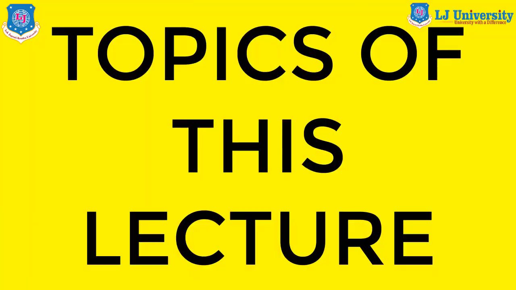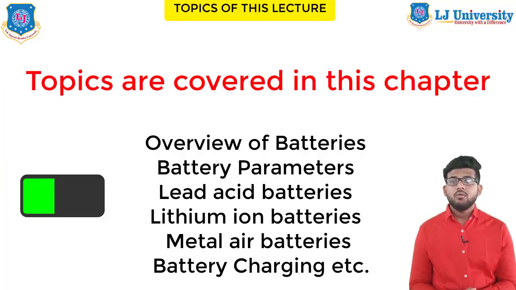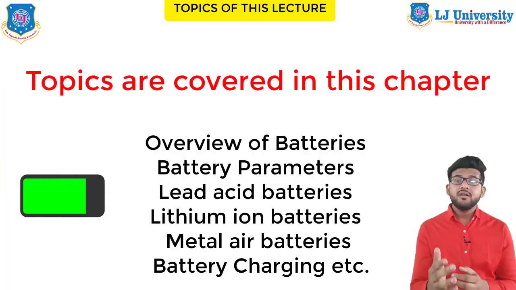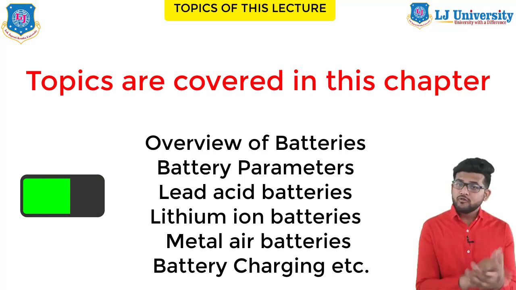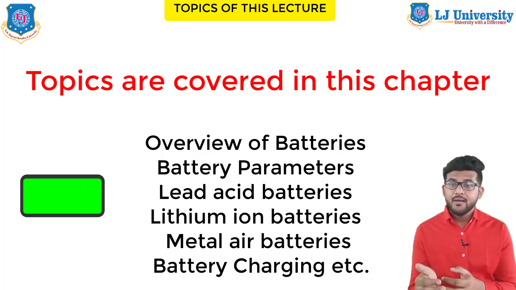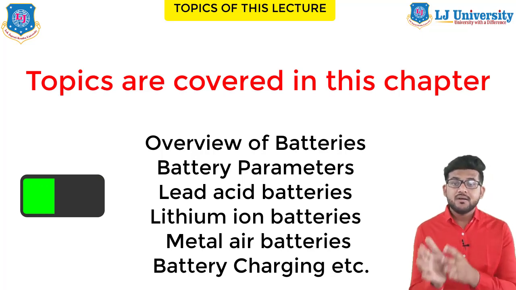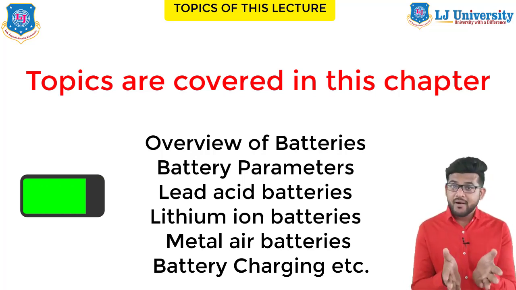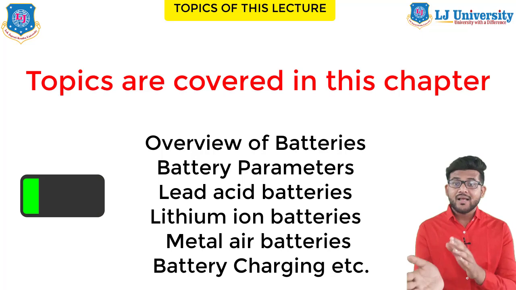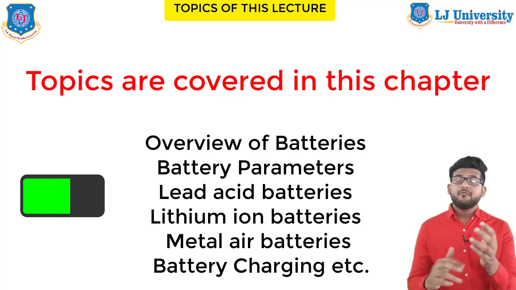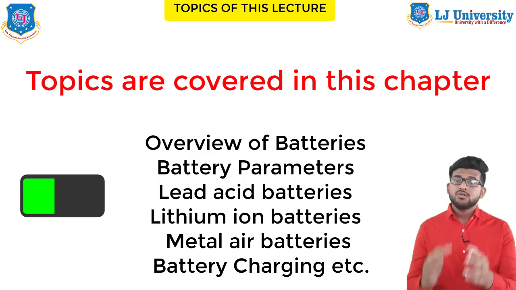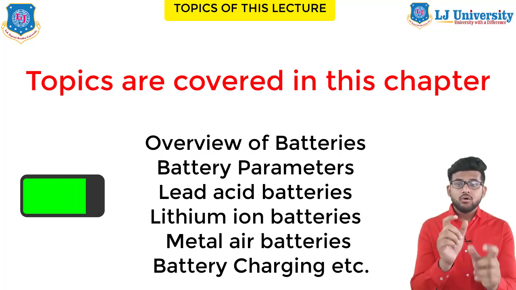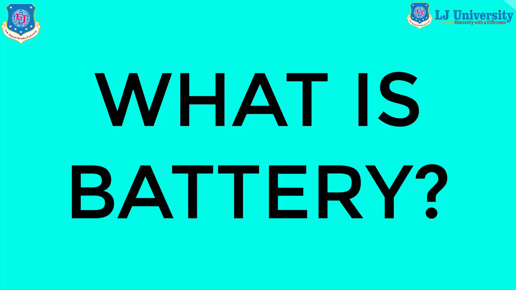So which are these main topics? First topic will be an overview of the battery. Thereafter we will learn battery parameters. Thereafter we will see different types of batteries like lead acid batteries, lithium ion batteries, dry batteries, alkaline batteries, and metal air batteries like aluminum air batteries. Thereafter we will see battery charging and discharging also. So let's first see the basic overview of these batteries.